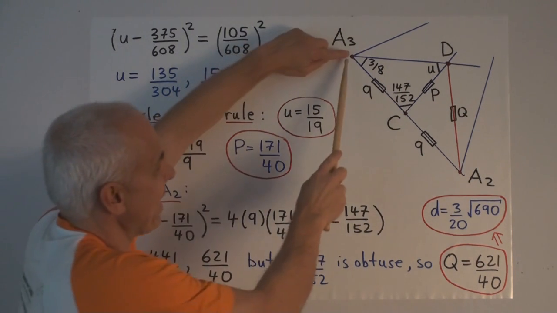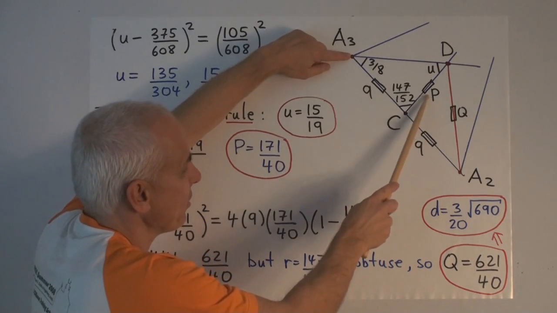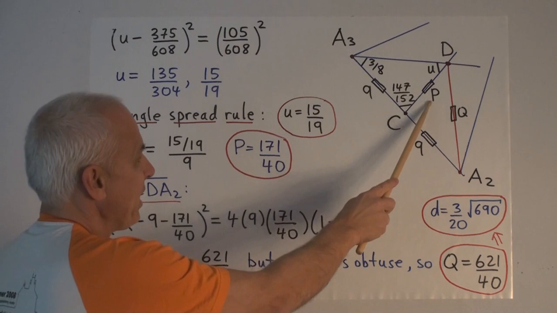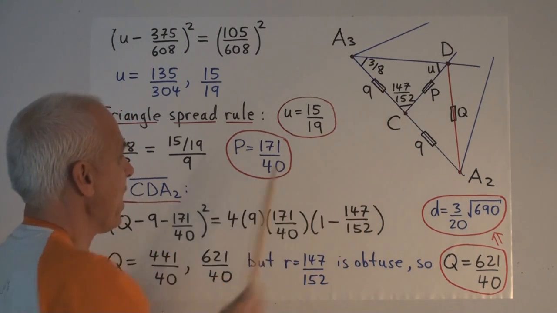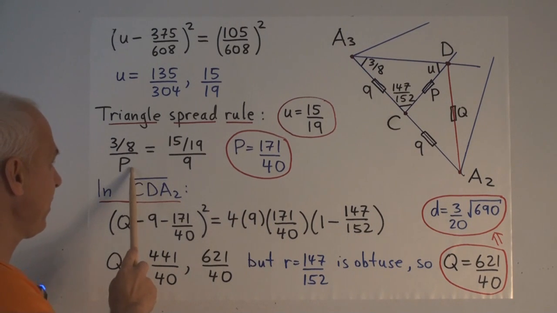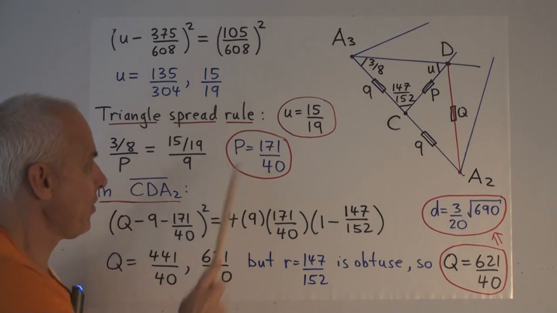Good. Now we can analyze this triangle here to figure out what the quadrance p is. 3/8 over p equals u over 9. That's the spread law. Solve for p. Get p equals 171 over 40.